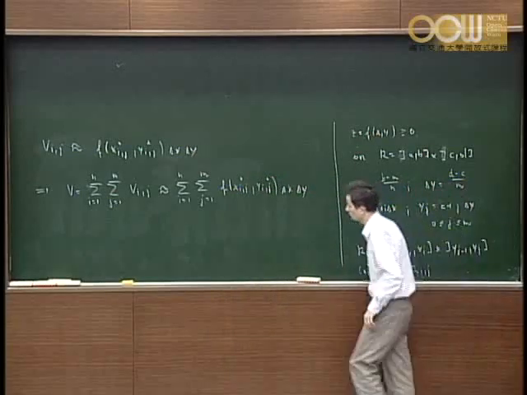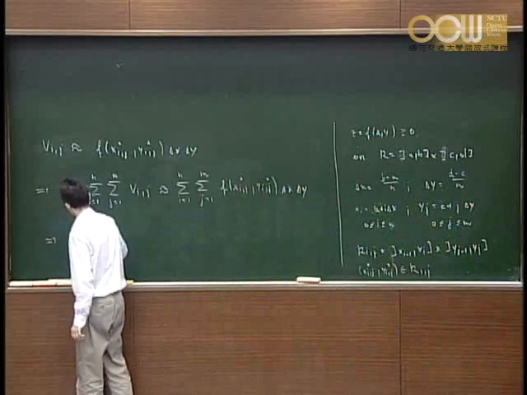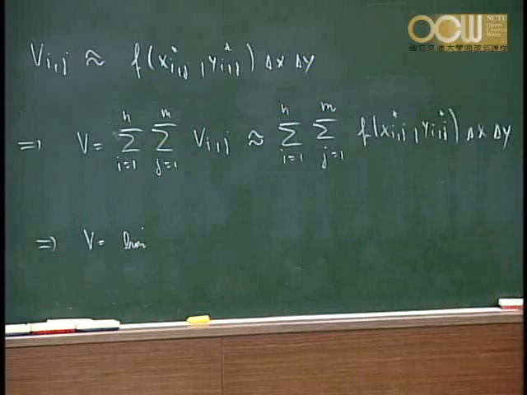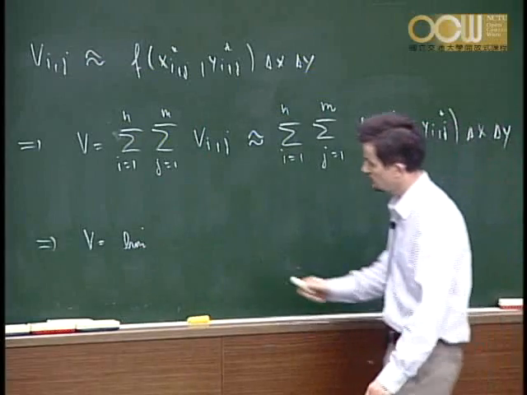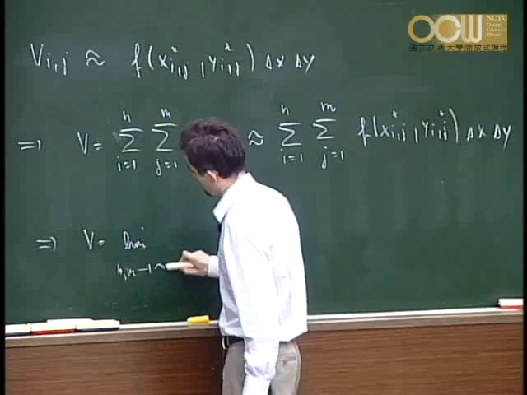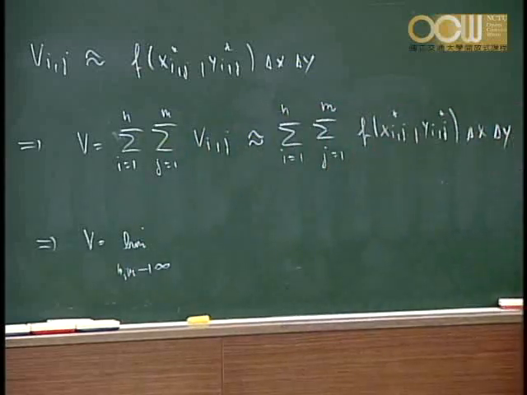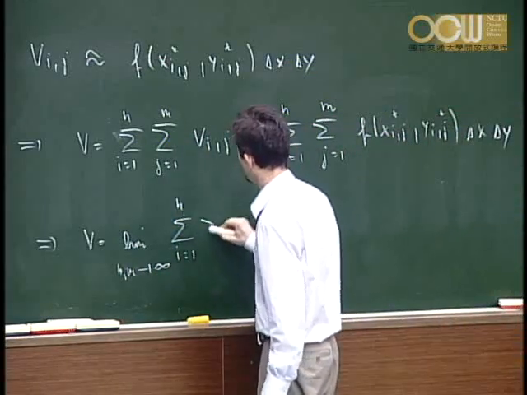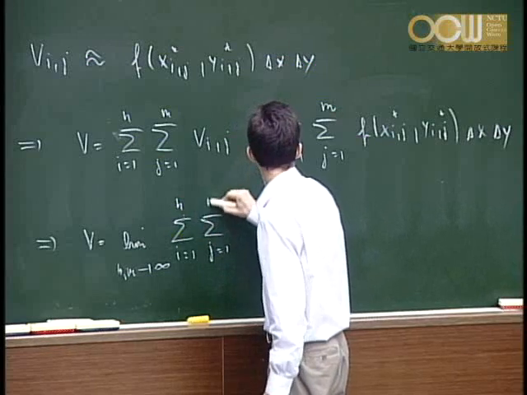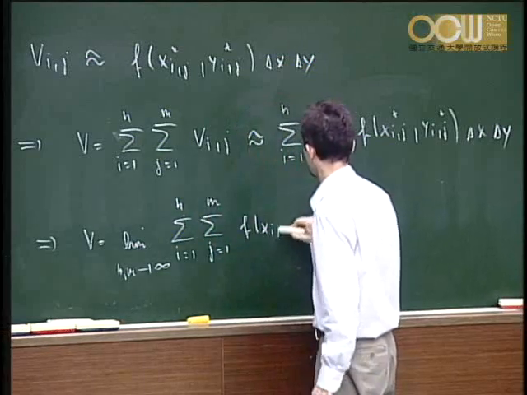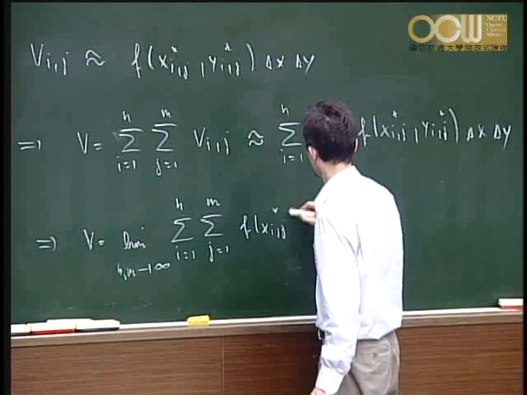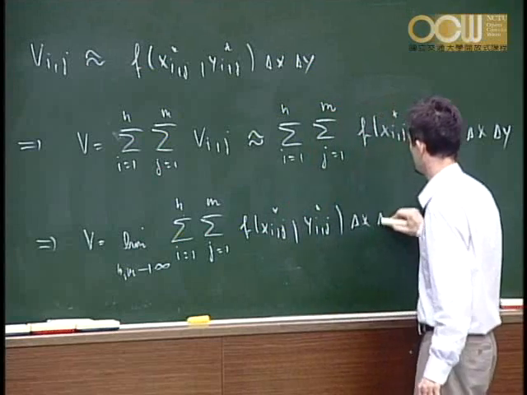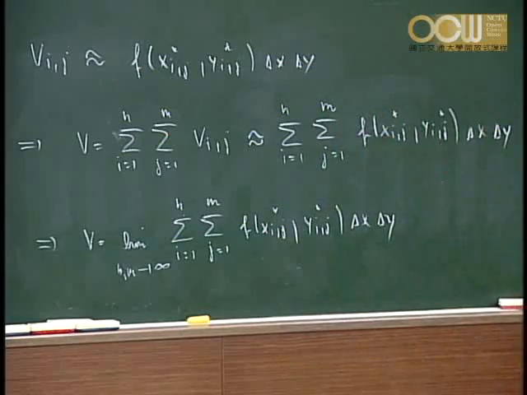So you see that it should hold that V is given by the following: you just let the subdivision tend to infinity, the same thing as we have done for a function of one variable. So n and m both go to infinity, and you consider the sum i from 1 to n, the sum j from 1 to m of f of (x_ij star, y_ij star) times delta x, delta y. And this should give you the volume.